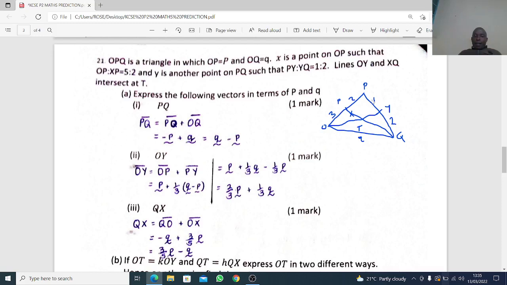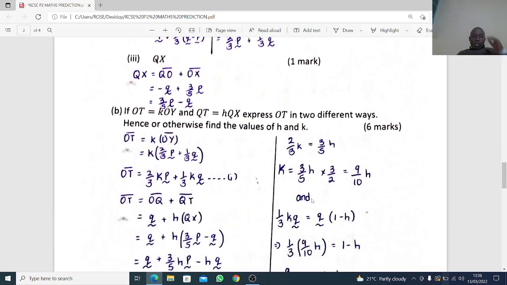QX, I'm asked for Q to X. QX is QO, you can go this way, or this way and that, which is the better. It's QO plus OX. So QO is negative Q plus OX. OX is 3 over the total, which is 5, so 3 over 5 of P. So it is minus Q plus 3 over 5 P, which is the same as 3 over 5 P factor minus Q factor.